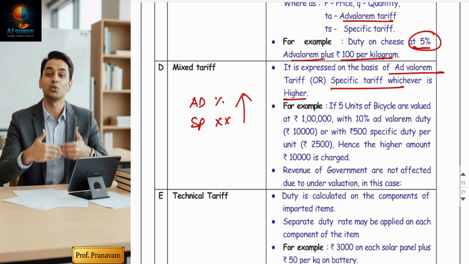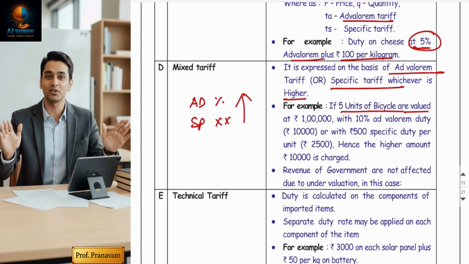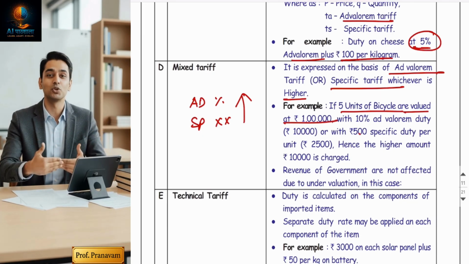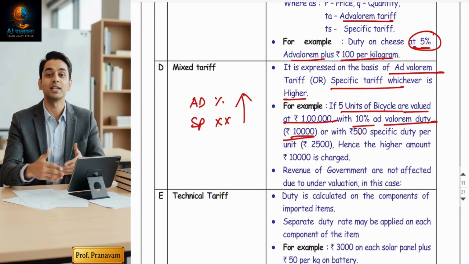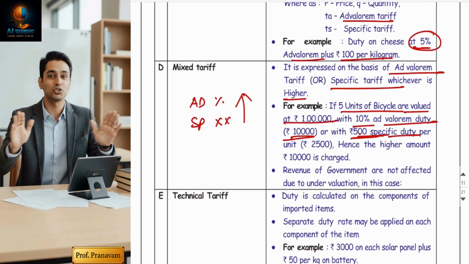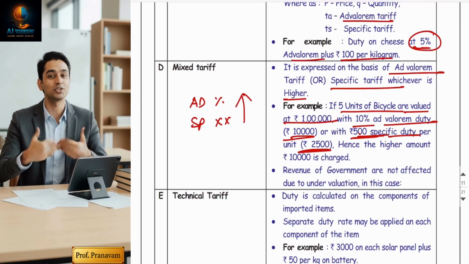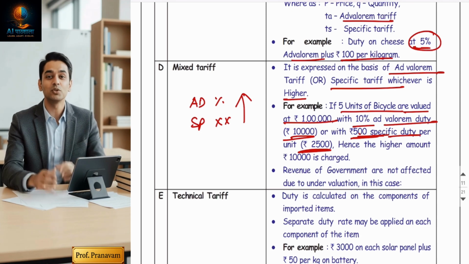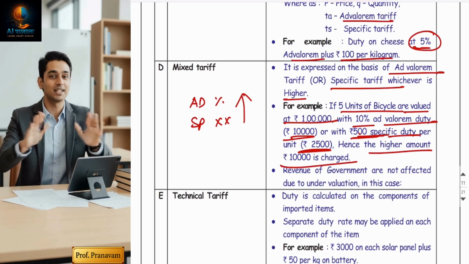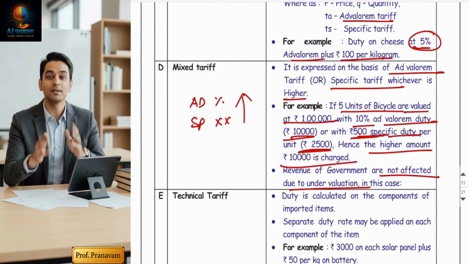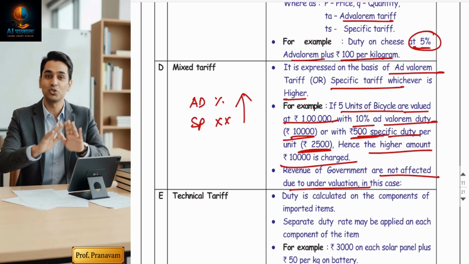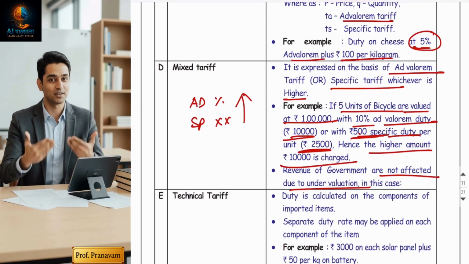For example, if 5 bicycles are valued at 1 lakh, a 10% ad valorem duty will be 10,000. And for the specific duty, let us assume 500 rupees per bicycle, so the total duty will be 2,500, that is 500 rupees per bicycle into 5 units. Whichever is higher, ad valorem, so 10,000 will be charged. So here the government is not affected by undervaluation either. The advantage is it prevents revenue loss due to undervaluation and protects the government's income in mixed tariff.